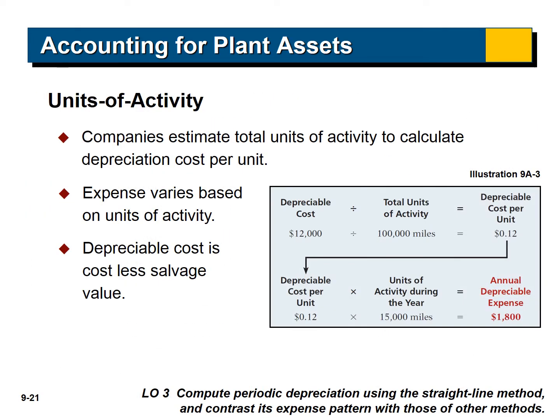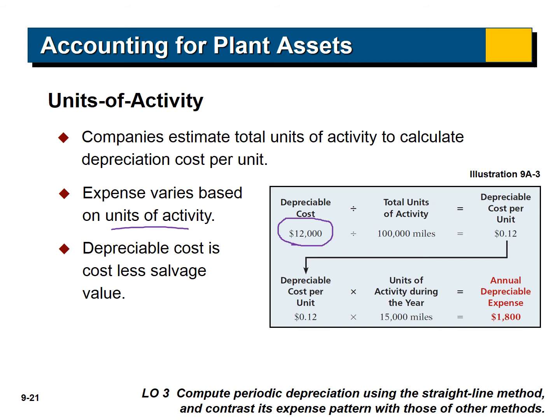The final method we're going to talk about is called units of activity. Companies estimate total units of activity to calculate depreciation cost per unit. The expense varies based on how much you use it, and the depreciable cost is cost less salvage value, just like with straight line. So the depreciable cost, same problem, was the original 13,000 minus the 1,000 salvage value, and then you take that depreciable cost, divide it by what?